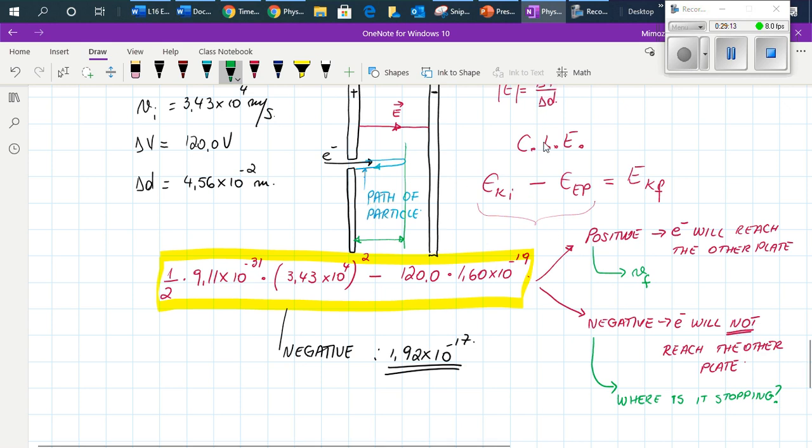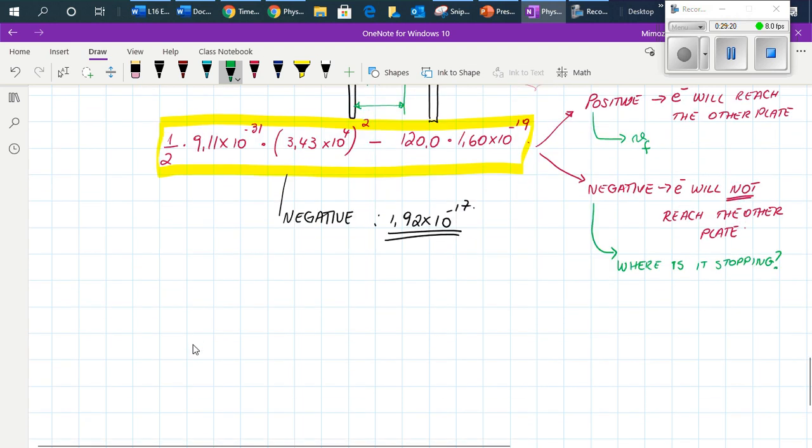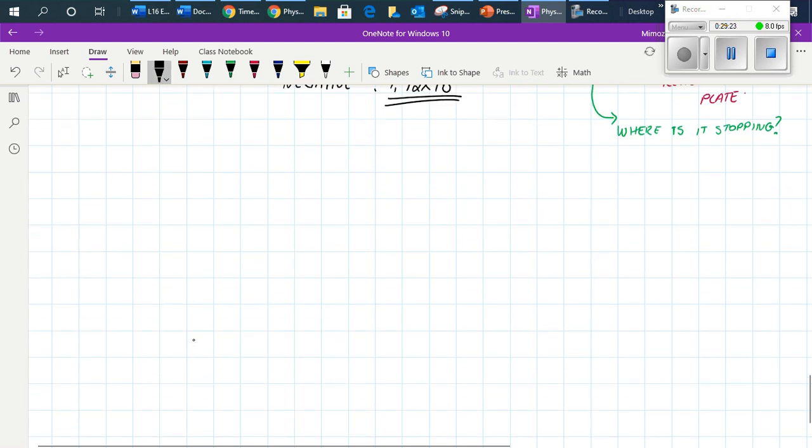So let's see now. It's similar to the example that we did even before. At what voltage will it stop? It will stop at the voltage where the electric potential energy is eating up, quote unquote, the initial kinetic energy. So the initial kinetic energy, as we did in that example right before, is equal to delta V stopping times the charge of the particle, which in our case is an electron.